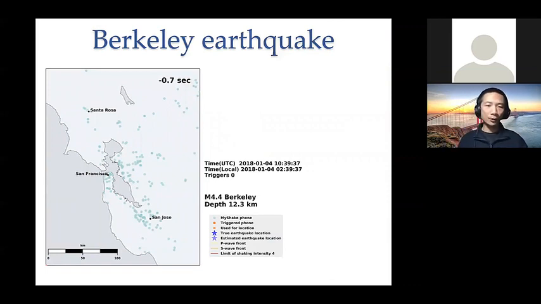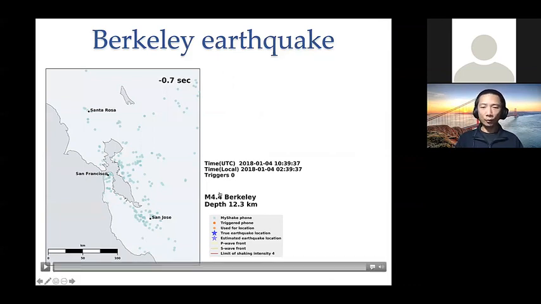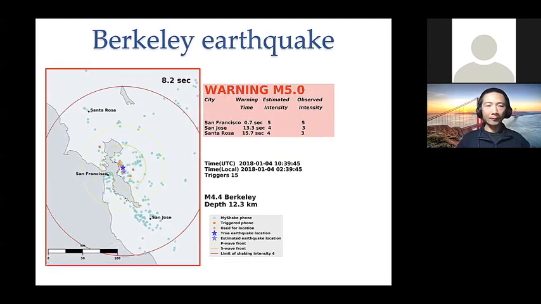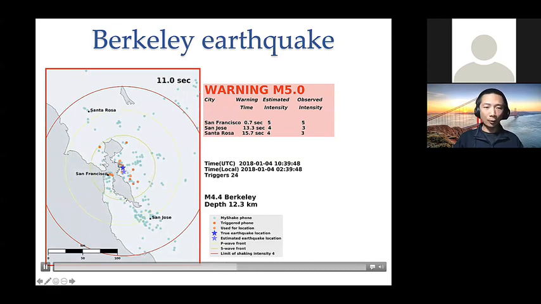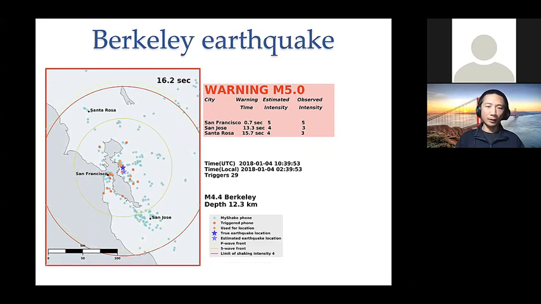This is using the real data during the Berkeley earthquake in 2018. This is a 4.4 earthquake here at Berkeley. You can see each of these dots is 1 smartphone running MyShake at that moment. This is San Francisco, and Berkeley is here. When the earthquake starts, the P wave and S wave propagate out from the center of the earthquake, and now these dots turn orange, which means they detected the earthquake.